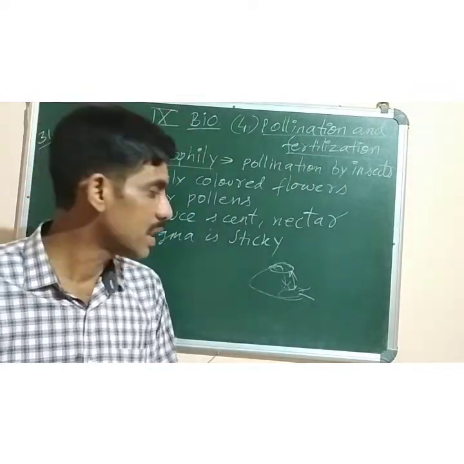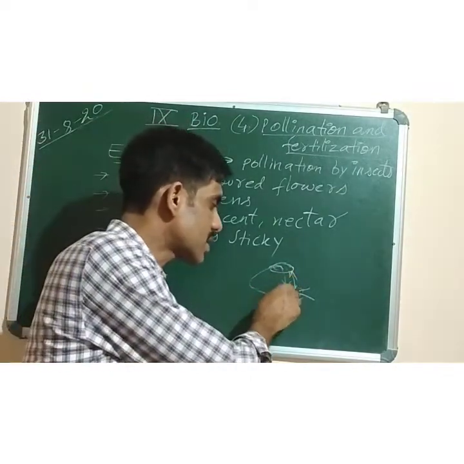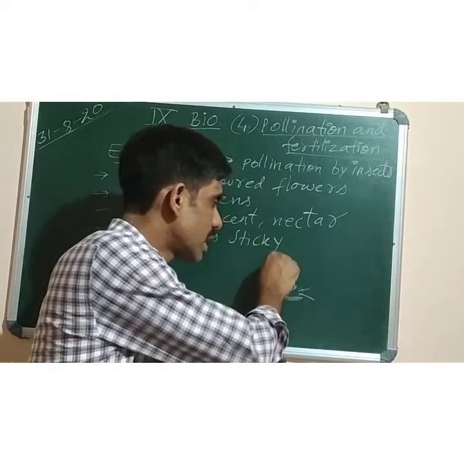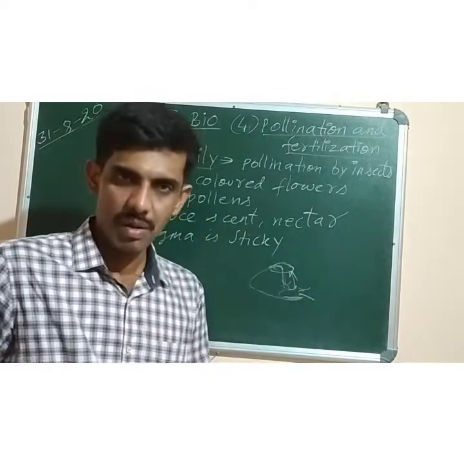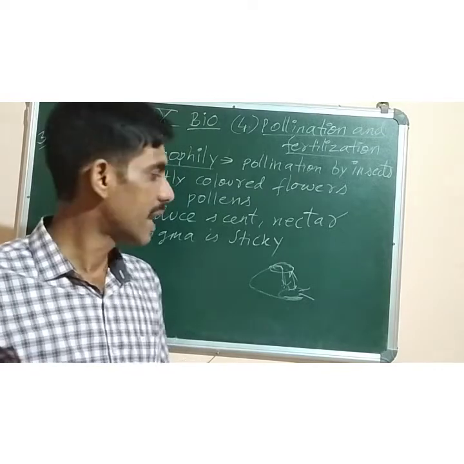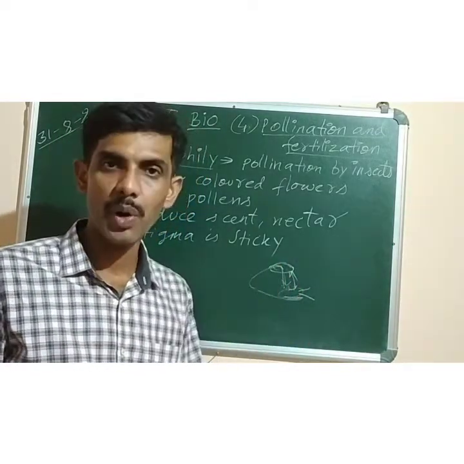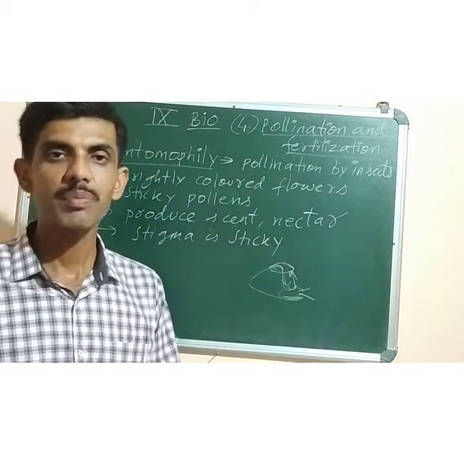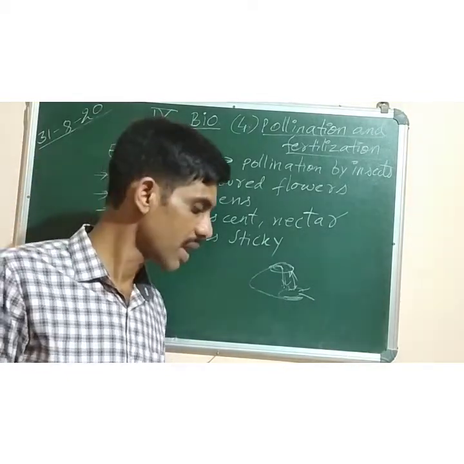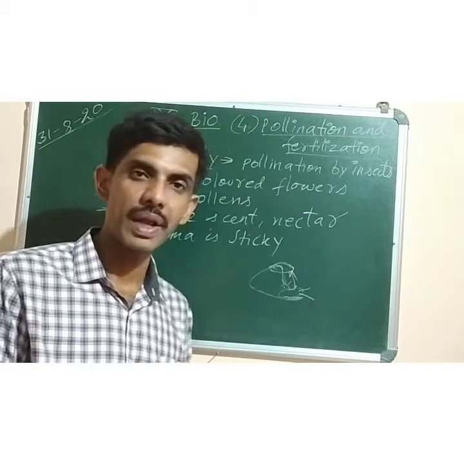Okay, so it means when the insect sits on one of the petals, the stigma is pulled down due to a lever-like mechanism, and this stigma comes in contact with the backside of the insect and picks up the pollen grains, and that will cause the pollination process. Okay, now next one is ornithophilia.